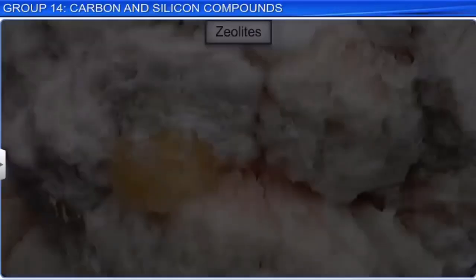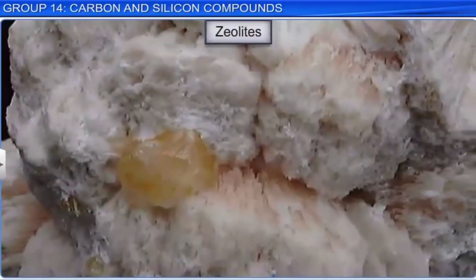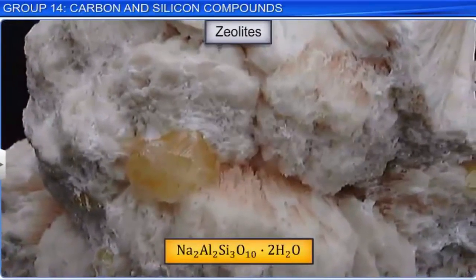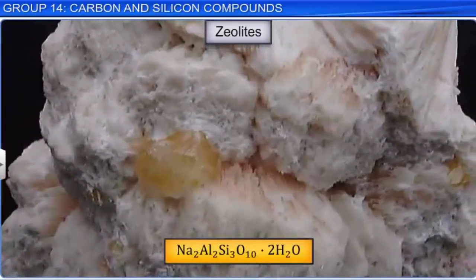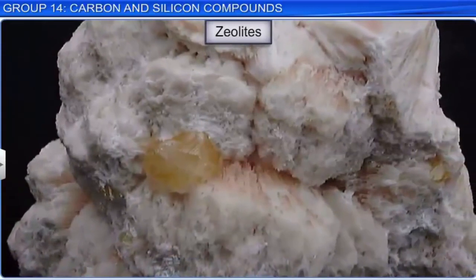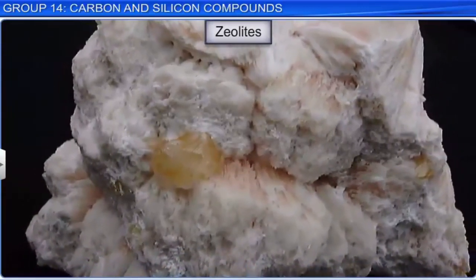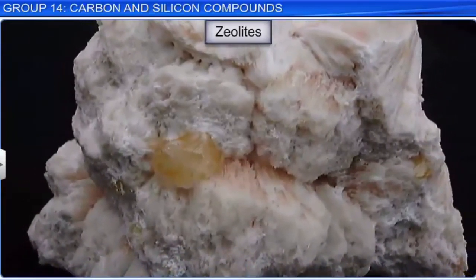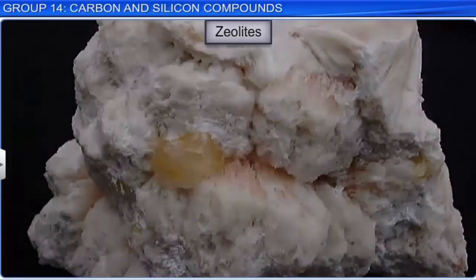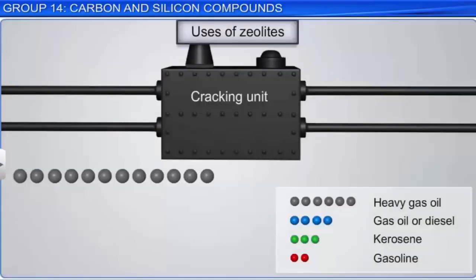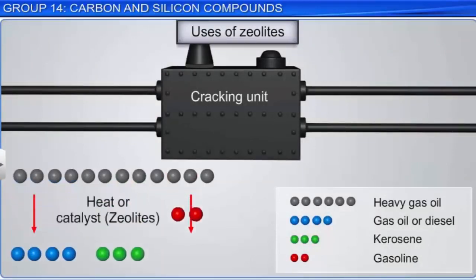Zeolites are hydrated aluminosilicates. They are microporous, with tiny cavities in their structures, as shown in the illustration. Zeolites have a variety of uses. They are used as catalysts in the petrochemical industry, for example, in the cracking of hydrocarbons. They are also used in isomerization reactions.